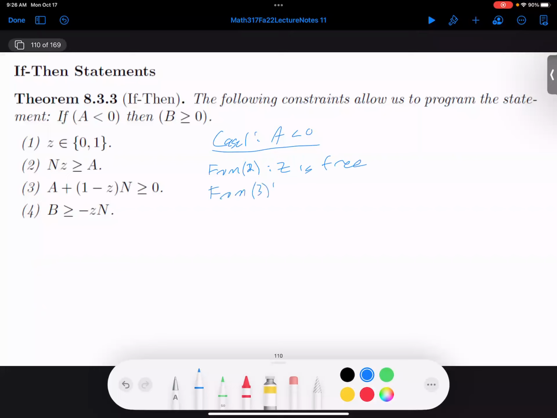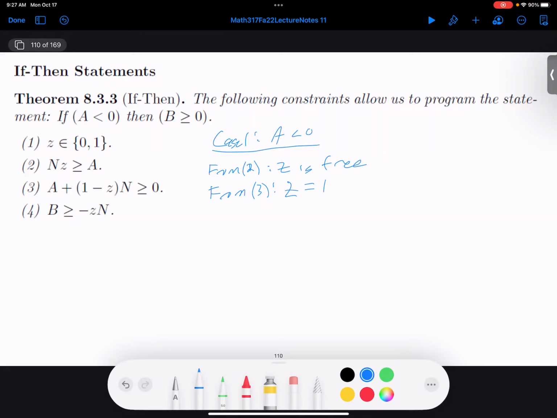Let's look at 3. A plus 1 minus z times n is greater than or equal to 0. So a is negative. Now, does that give us any constraints on z? So if z is 0, then we have a negative a plus n is greater than or equal to 0, and we're assuming the absolute value of a is at most n. Okay, so z equals 0 works. If z equals 1, then we would have a negative number is greater than or equal to 0, which is impossible. So now z has to equal 1.